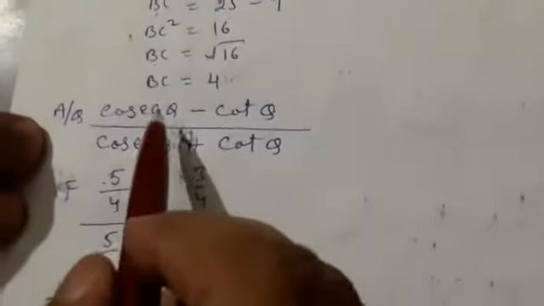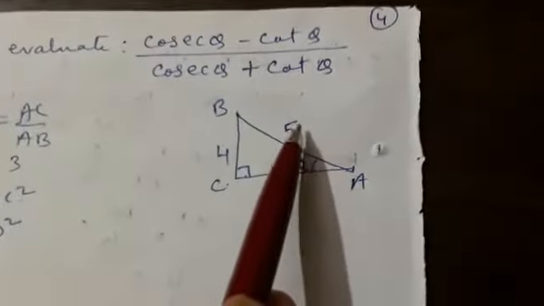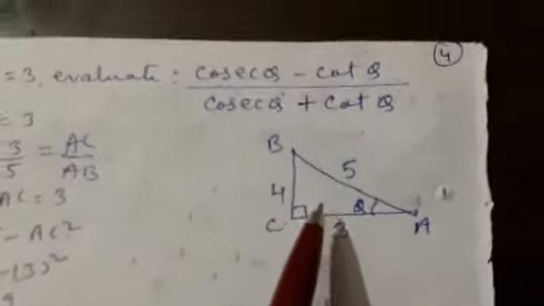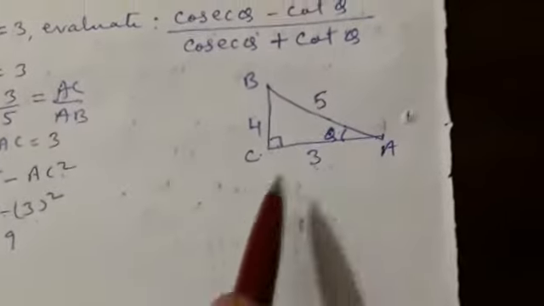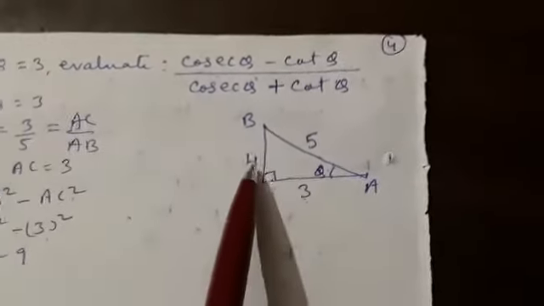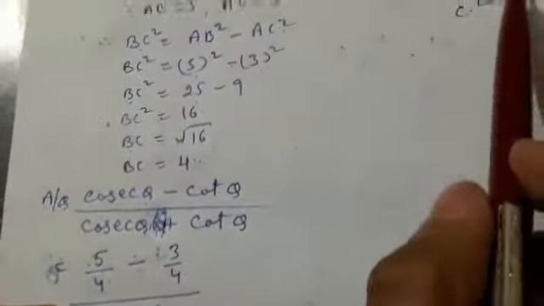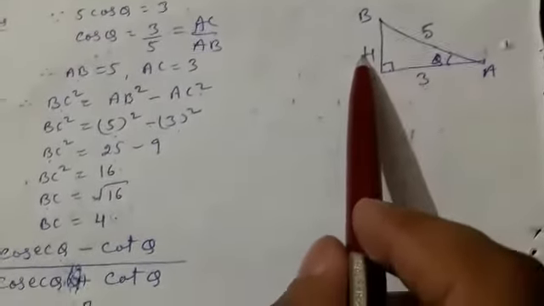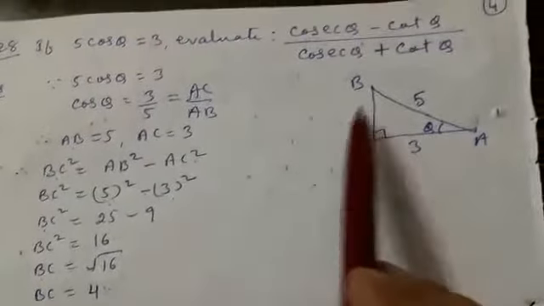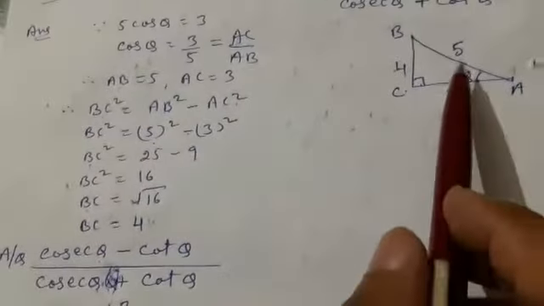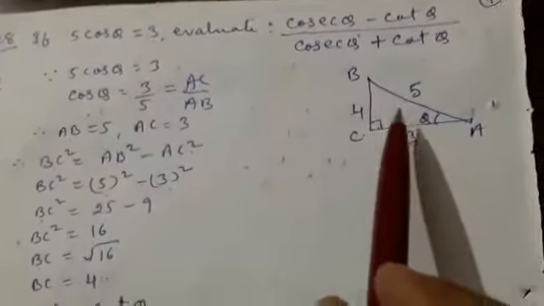Now according to the question, let us put in the values. Cosec theta means H by P, means 5 by 4. 5 by 4 minus cot theta. Cot theta means B by P, means 3 by 4, upon cosec theta. Cosec theta means H by P, means 5 by 4, plus cot theta means B by P, 3 by 4.